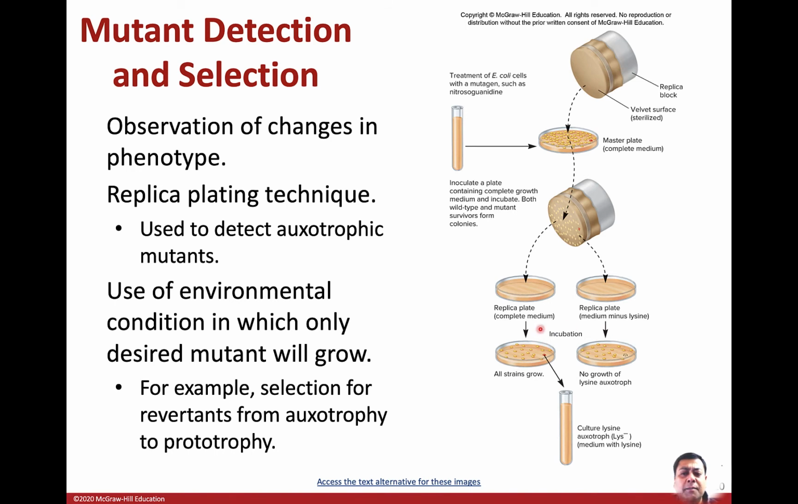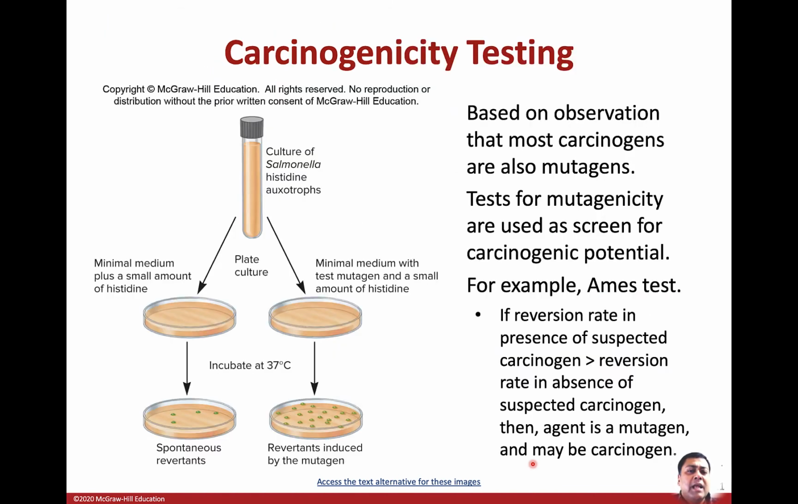And this is the replica plating, which makes it much easier to isolate the mutants. This is one of the processes. So now we are going to discuss a test which is known as the Ames test.